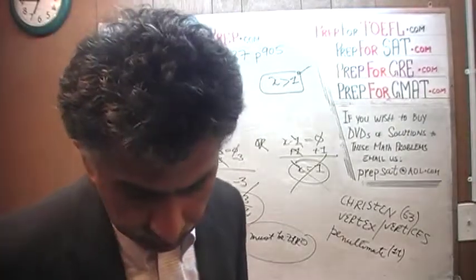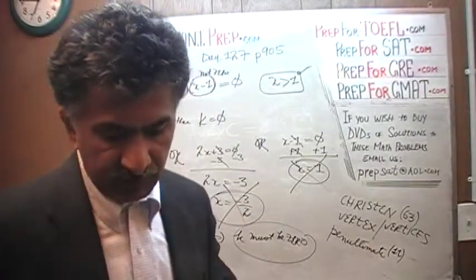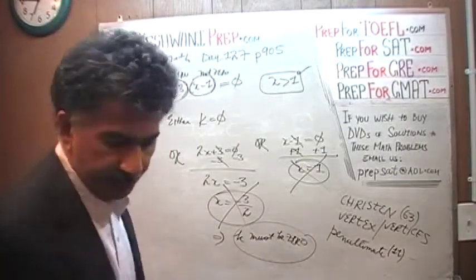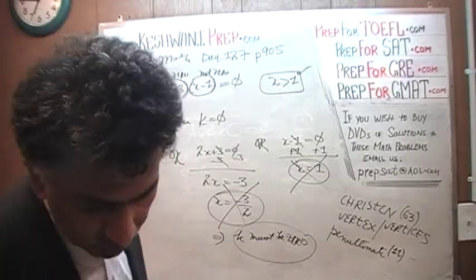Question was, what is the value of k? The answer is k is 0. K must be 0, which is answer choice B.